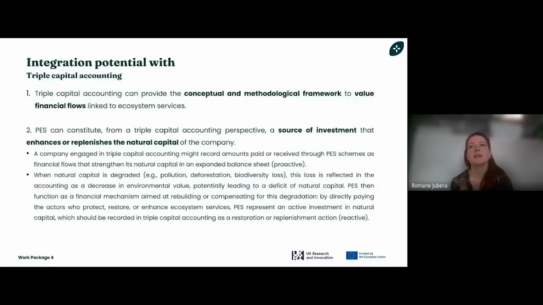Second situation could be when a company sees that its natural capital is degraded. The loss can be reflected in the triple capital accounting as a decrease in environmental value and deficit of natural capital. So PES can then function as a financial mechanism aimed at rebuilding or compensating for this degradation by directly paying the actors who protect, restore, or enhance the ecosystem services. So this is possibly an active investment in natural capital, which should be recorded in triple capital accounting.